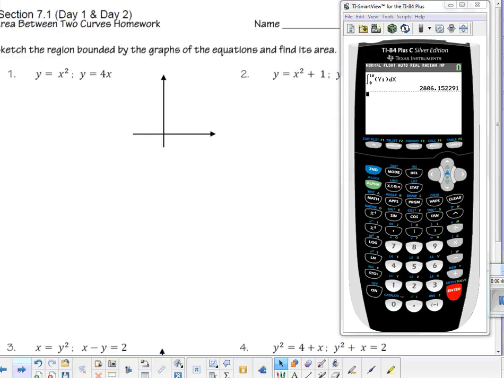Now, homework is following, and you have 2 days to work on this homework and use your notes. And your calculator some too, but there's some of them you should be able to do by hand, and some it'll be obvious you probably want to use your calculator. Good luck.